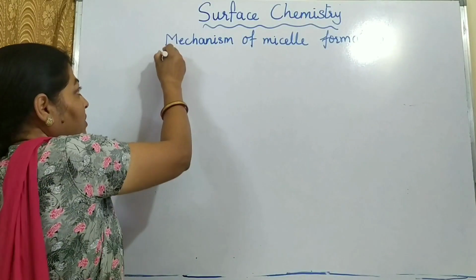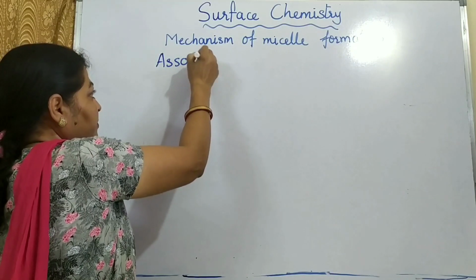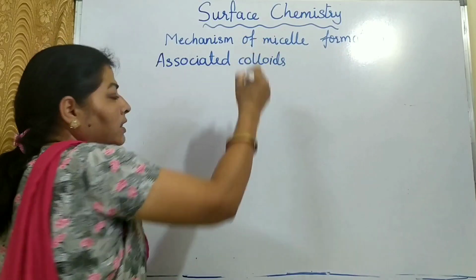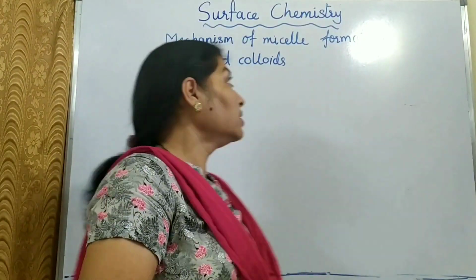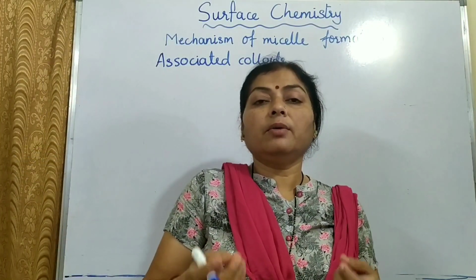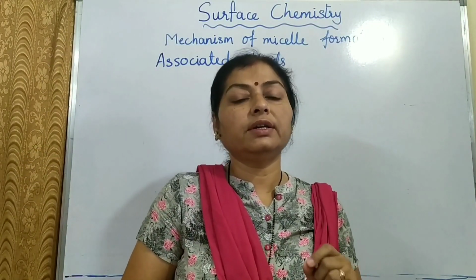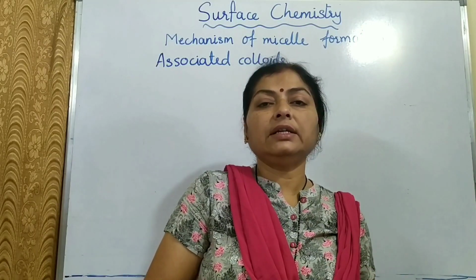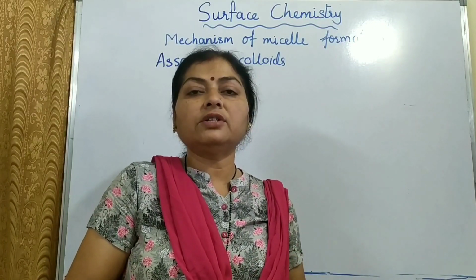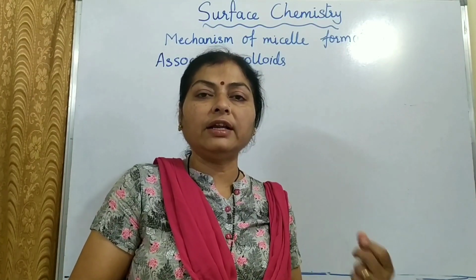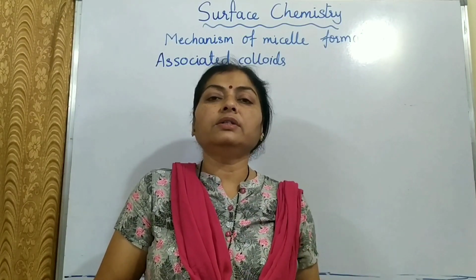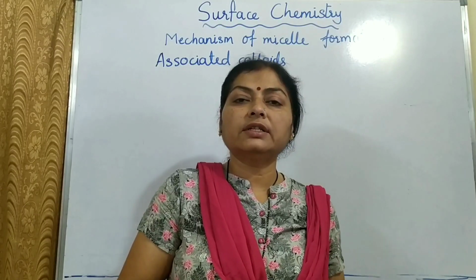We have seen about associated colloids in the previous lecture. Associated colloids are those type of colloids which behave as a true solution when the concentration is low. But as the concentration increases, the true solution starts behaving just like a colloid. Example we saw of a soap solution. Soap solution at very low concentration will behave like a true solution, but if the concentration increases, then it will behave just like a colloid.